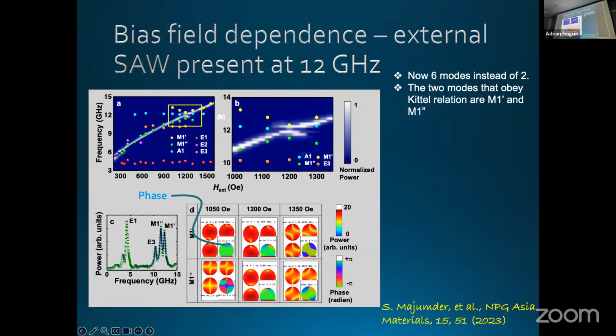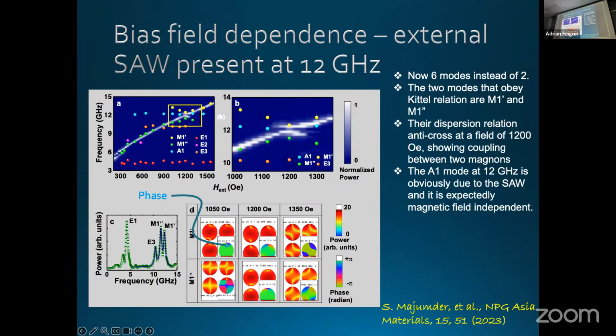So now look at what happens to this mode here, A1 mode, all right? The A1 mode at 12 gigahertz is obviously due to the SAW, and this is this mode here, the blue. You can see this blue mode, that's A1. So A1, it is at 12 gigahertz, and that is the 12 gigahertz SAW. So that is due to the external SAW that was launched. And it is magnetic field independent because the external SAW mode has nothing to do with any magnetic field.